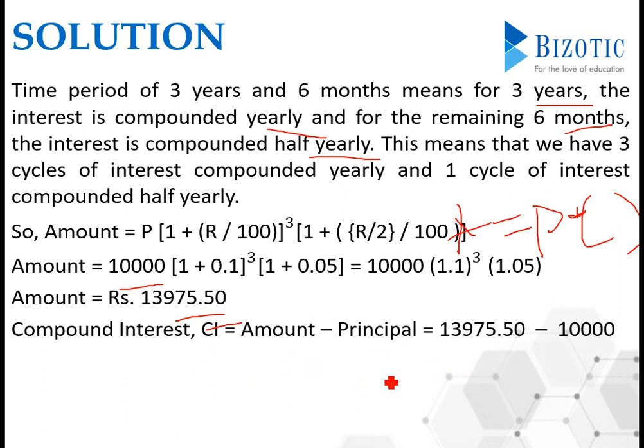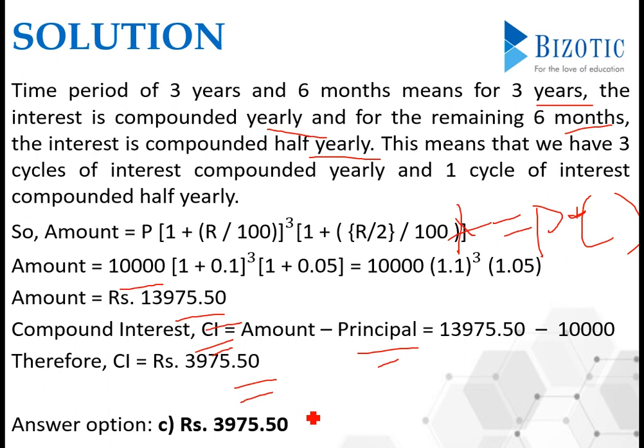Now we have the amount, but we need compound interest, and we know the formula: amount is equal to compound interest plus principal. As we need compound interest, we will subtract the principal from the total amount. So the total amount 13,975.50 minus 10,000, which is the principal amount, gives our required compound interest, which is 3,975.50, giving us the right answer, option C, 3975.50. I hope you are clear with this.